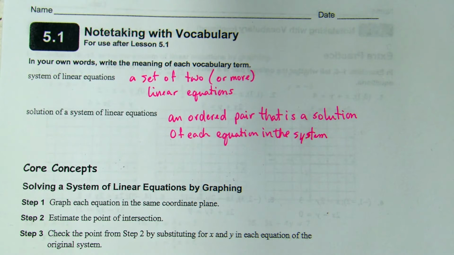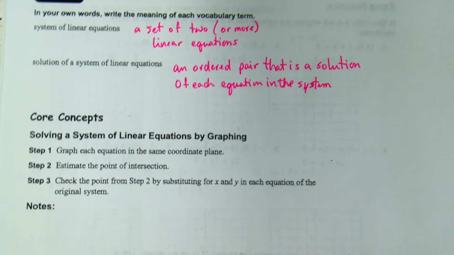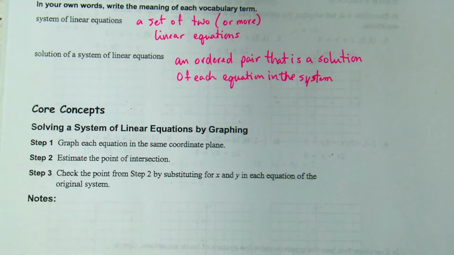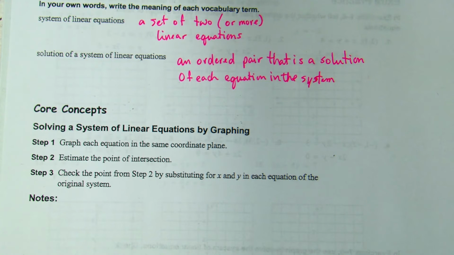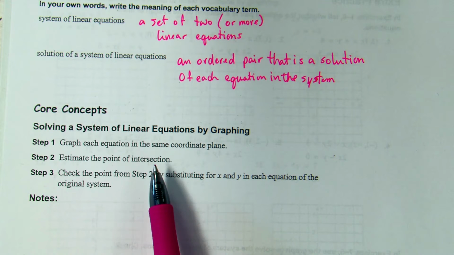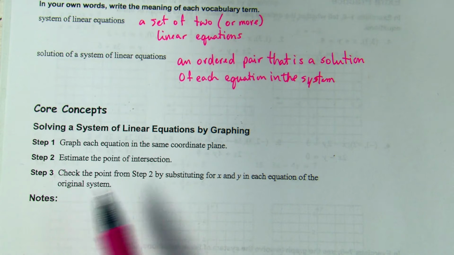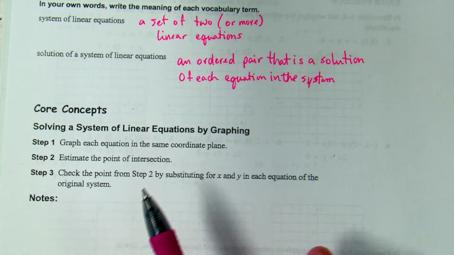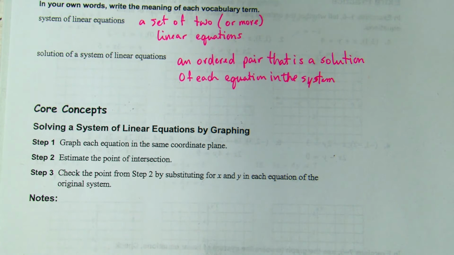Core Concepts just talks about the steps in which we'll find the solution to these systems, and in this case, they're going to do it by graphing. If we can graph each equation on the same coordinate plane, then we should see a point of intersection, and we'll estimate that point. Our lines may not be exactly perfect. Mine won't be perfect. But we can get an idea, well, we think x equals this value, y equals that value.